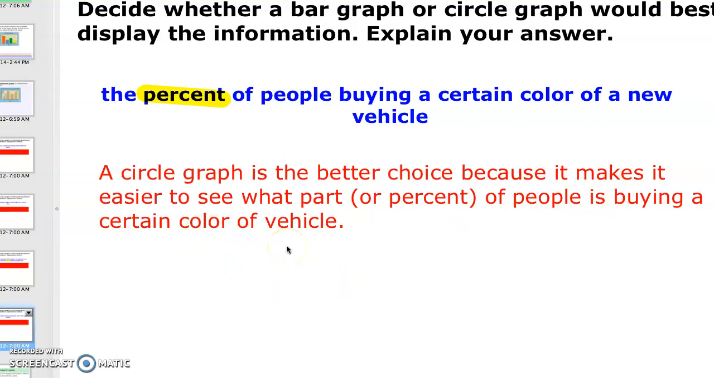Okay, today's assignment, you're going to go ahead onto Schoology and you're going to decide whether you're going to use a bar graph or a circle graph based on the survey information.